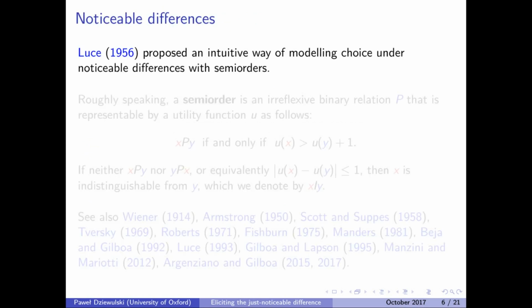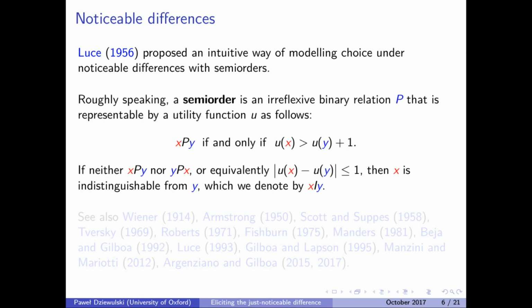First, I introduce my notion of noticeable differences. Luce proposed an intuitive way of modeling choices with noticeable differences using semi-orders. Roughly speaking, a semi-order is an irreflexive binary relation P that can be represented by a utility function U in the following way. That is, option X is strictly preferred to Y if and only if the utility corresponding to X is sufficiently higher than the utility of Y, where the strictly positive threshold is normalized to 1.